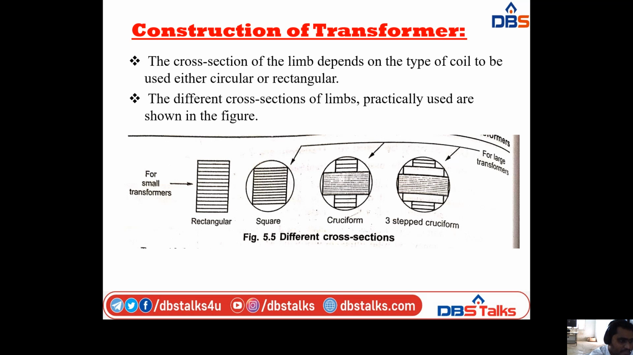The cross-section of the limb depends on the type of the coil. You already know this point. The cross-section of the limb depends on the type of coil to be used, either circular or rectangular. The different cross-sections of limb used practically are shown in this diagram. We already discussed this diagram.